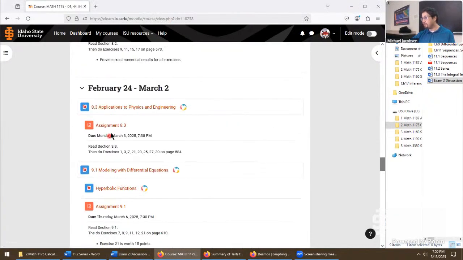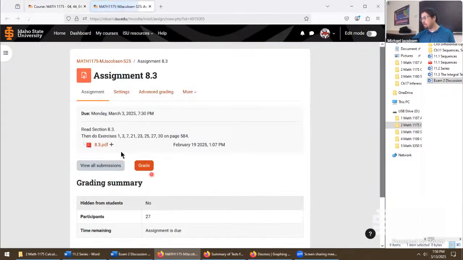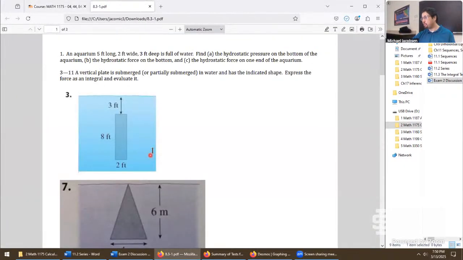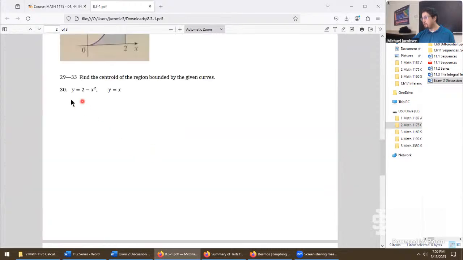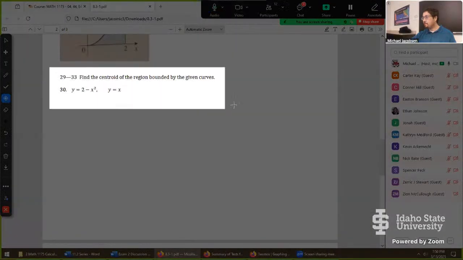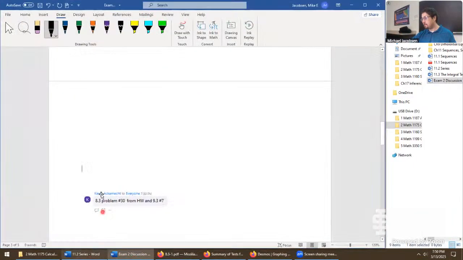8.3, problem 30. Good choice. This one is a confusing looking one. Centroid for the region bounded by two curves, not much more information given. Let's drop this in right here.